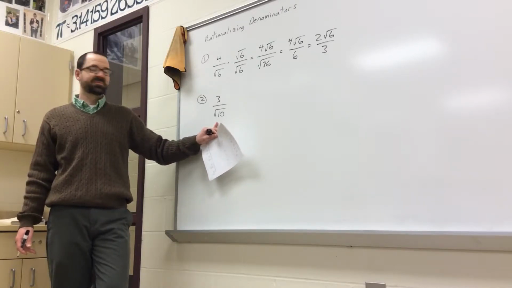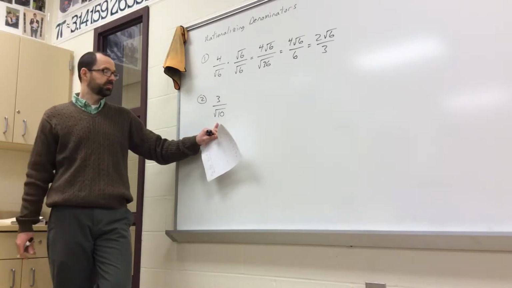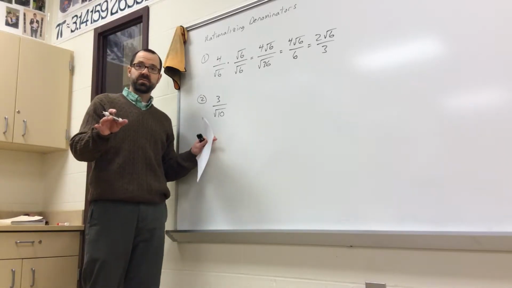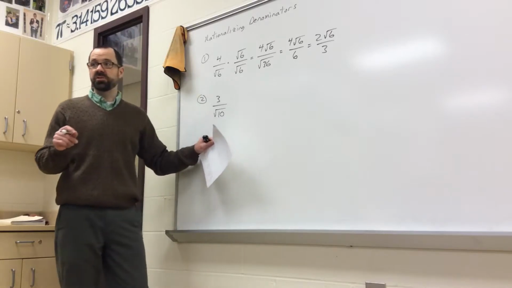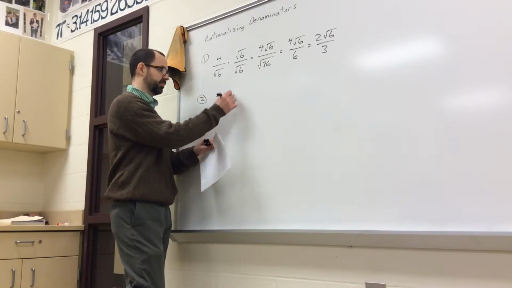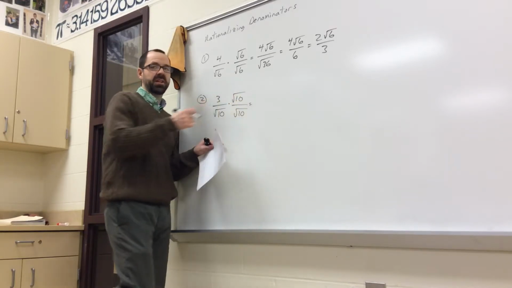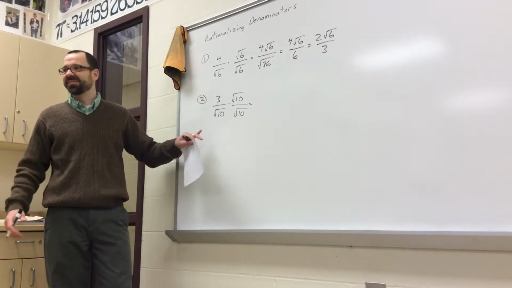Yes, sir. Multiply by the square root of 10. Good. Well, it's technically multiply by 1, and the 1 that we're going to choose is square root 10 over square root 10. Yeah. Awesome. You said the right thing. I just said it in my over-technical way, which I always say, right?